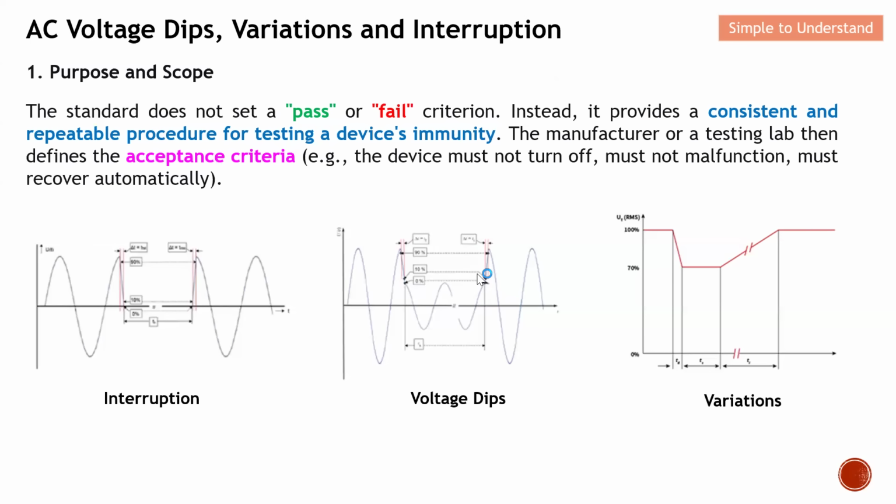So basically this is the purpose and the scope. From here you can see that there are three types of tests. Interruption, a very short time without power. Voltage dip, which means that at a certain level, the voltage drops. And voltage variation, where you have a certain percentage of variation supplied to your DUT, and you must see whether your DUT can survive this kind of voltage or power variation.